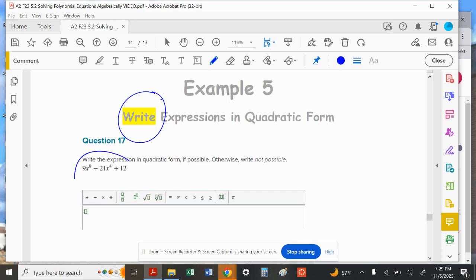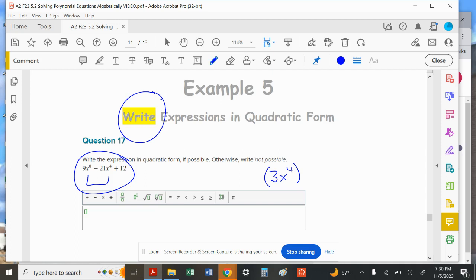So we're not solving this. To write equations in quadratic form, I'm going to look at these first two terms, and I'm going to see what is common to both of them. So what goes into both 9 and 21? Well, 3 does. What goes into x to the 8th and x to the 4th? Well, an x to the 4th. So I can factor out of those two a 3x to the 4th.